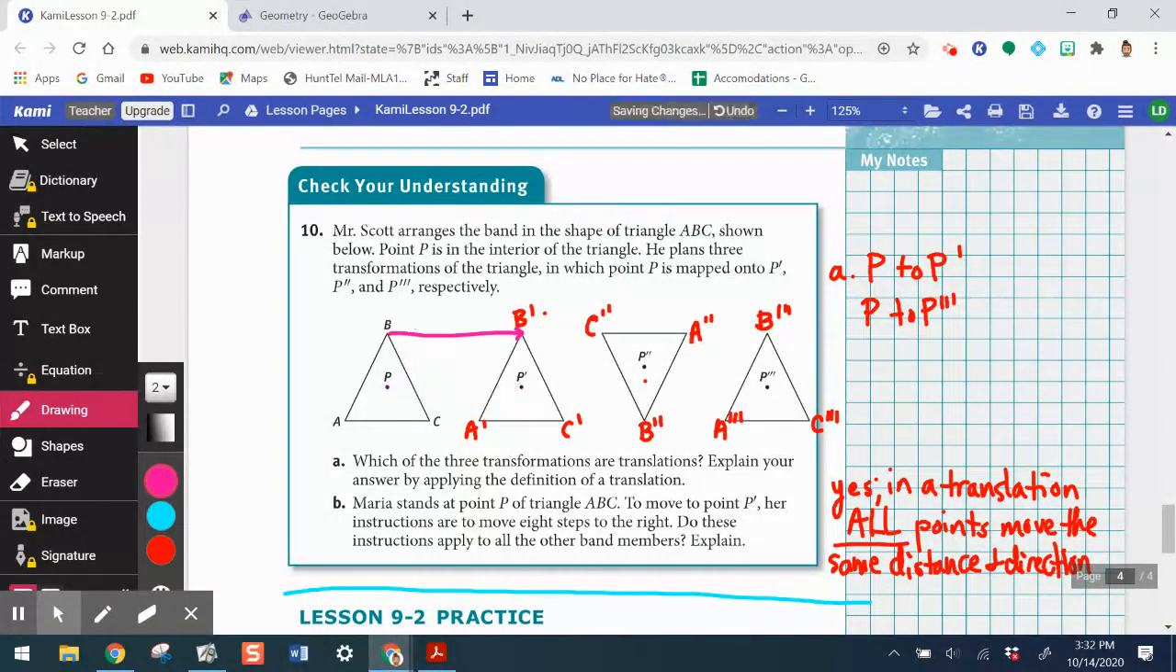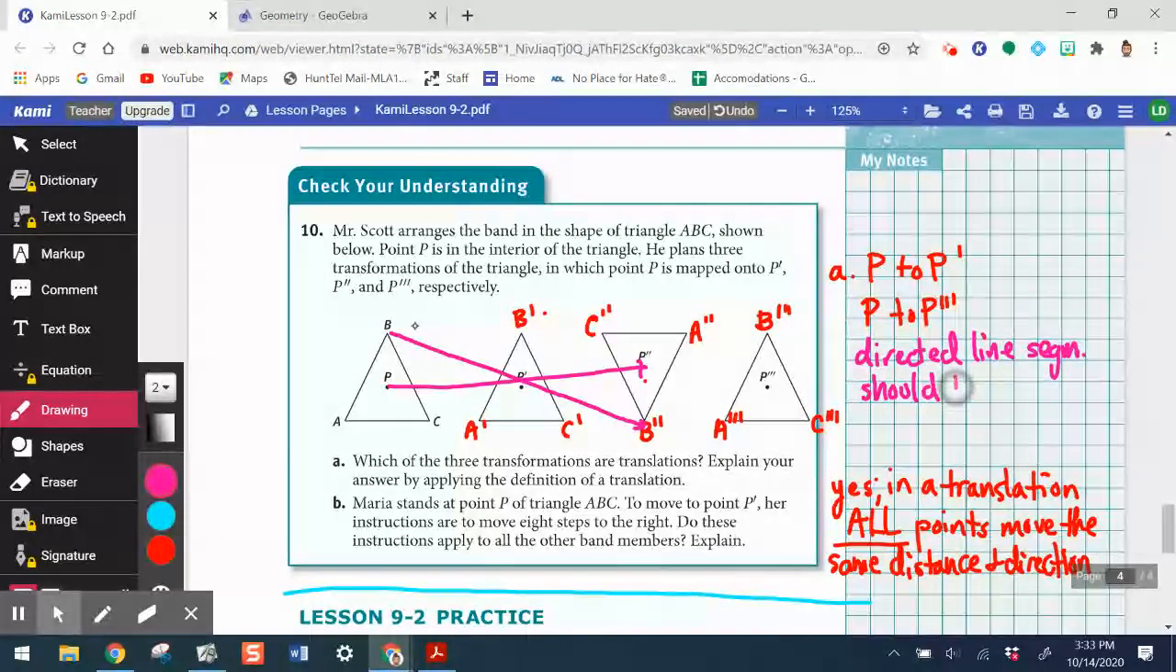But if we back it up a little bit and look from B to B prime prime, P to P prime prime, we see right here that these 2 directed line segments actually cross paths. That lets us know that this is not actually a translation because the directed line segments are supposed to be parallel. So you might want to add that. Directed line segments should be parallel. So we're not twisting or turning our figure at all if it really is a translation.